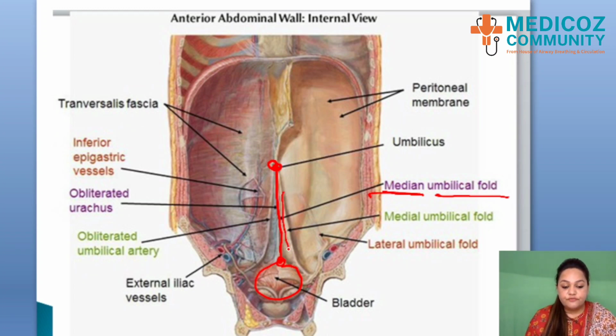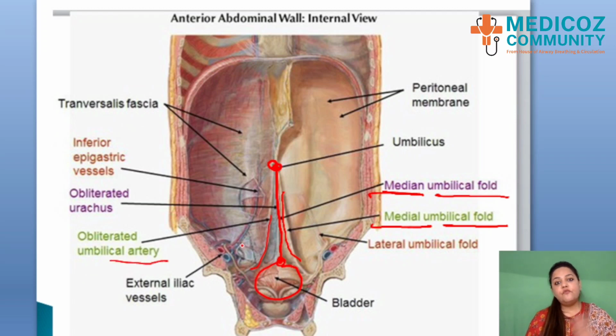Then lateral to it, we have two more folds on each side. They are called the medial umbilical fold. So there is a difference, median and medial. Median is in the midline, and medial is to the side of it. So this is the medial umbilical fold, which contains the obliterated umbilical artery inside it, and again there is a fold of peritoneum over it.